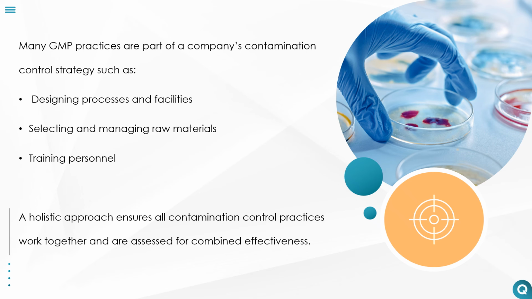Many GMP practices are integral to a company's contamination control strategy. These include designing processes and facilities to prevent contamination, selecting raw materials which minimize the risk of contamination, managing and handling raw materials using aseptic techniques, and thoroughly training personnel in all aspects of contamination prevention. A holistic approach ensures all contamination control practices work together seamlessly and are assessed for their combined effectiveness.